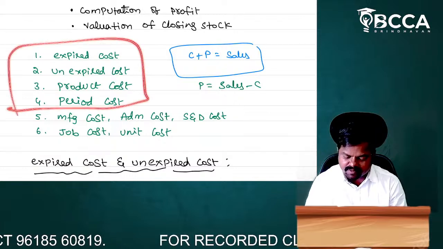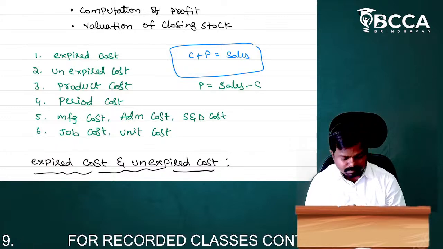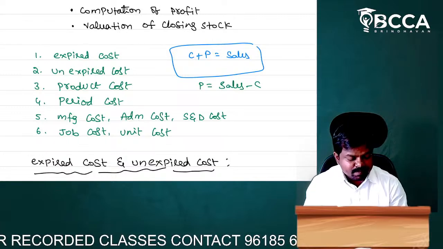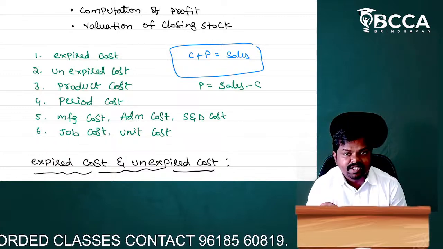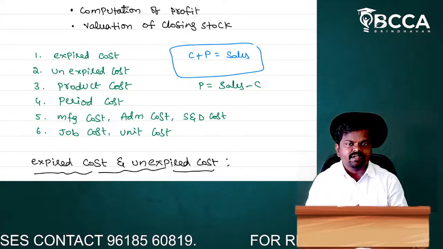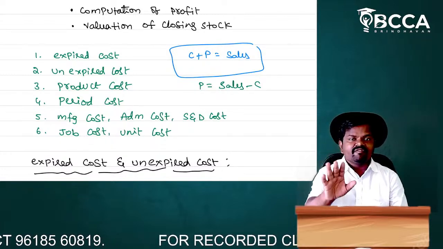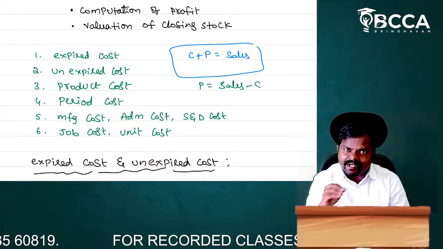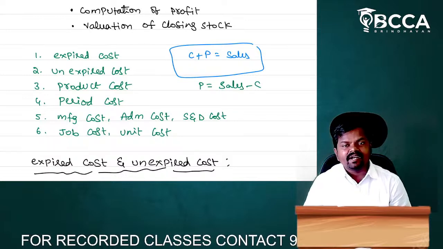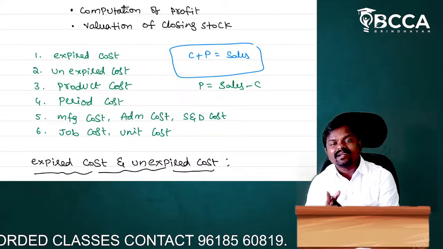We already discussed. Sir, what is under expired cost, sir? Before moving into today's discussion, we should remember expired cost. Expired cost means cost which is charged against current year revenue. If I incur cost and do not charge it to the current year revenue but charge it to the next year revenue, then it will be referred to as unexpired cost. Clear?